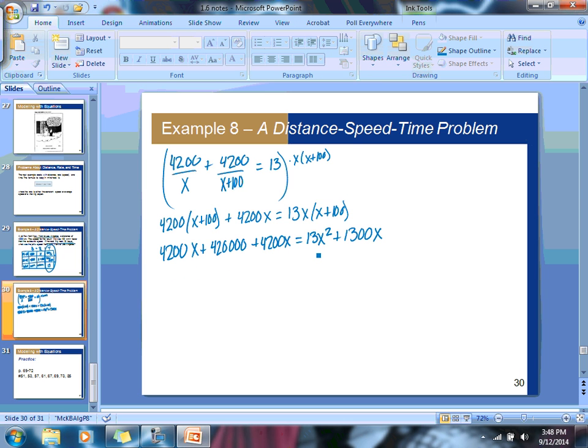Now the 13x squared is on the right side, so I'm going to move everything over to the right side of the equation. I have 4,200 and 4,200x, so that's really 8,400. So I'm going to subtract that 8,400 over to the other side, and I'm going to subtract the 420,000 over as well. So my new equation then is going to be 0 equals 13x squared minus 7,100x minus the 420,000.